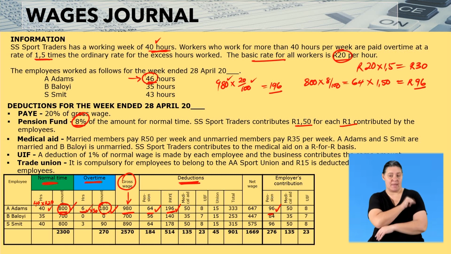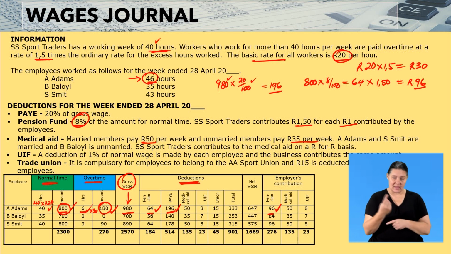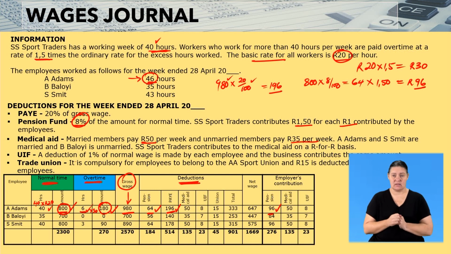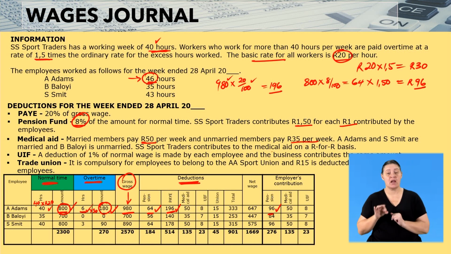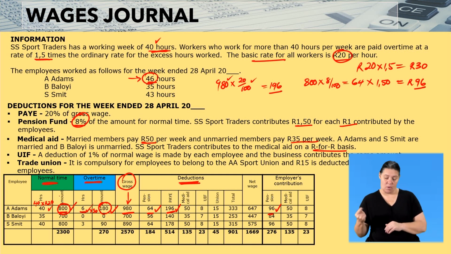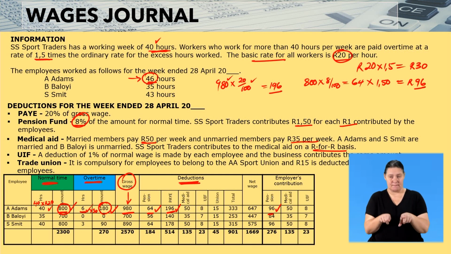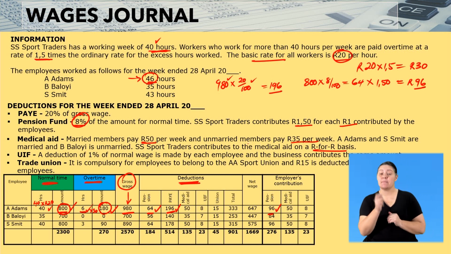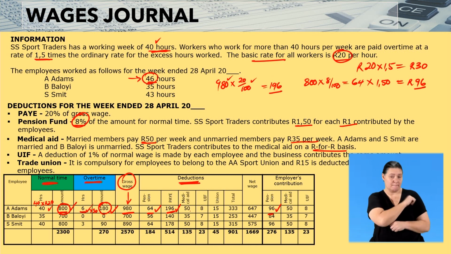Let's go to medical aid. Married members pay 50 rand per week and unmarried pay 35 rand per week. A. Adams and S. Smith are married and Baloyi is unmarried. SS Sport Traders contributes medical aid on a rand for rand basis. So that means here we're dealing with Adams. Adams is married. Therefore, if he's married, he will pay how much? 50. So I'll come here, medical aid, 50. That one is an easy one.